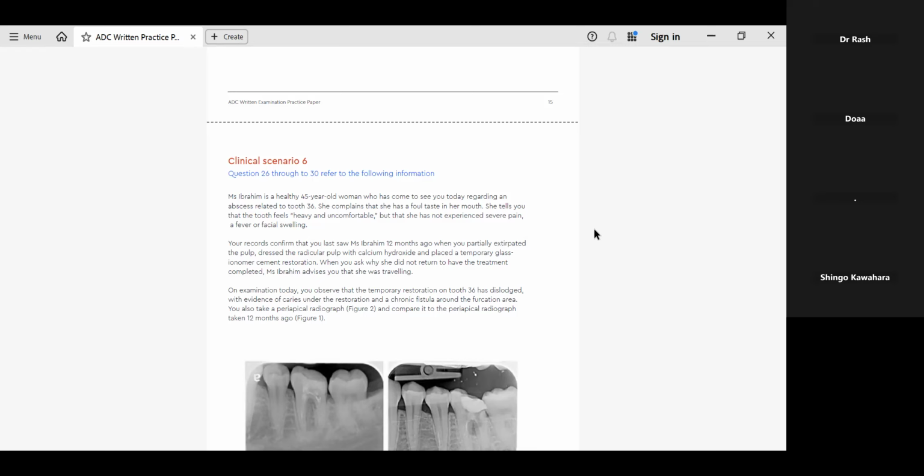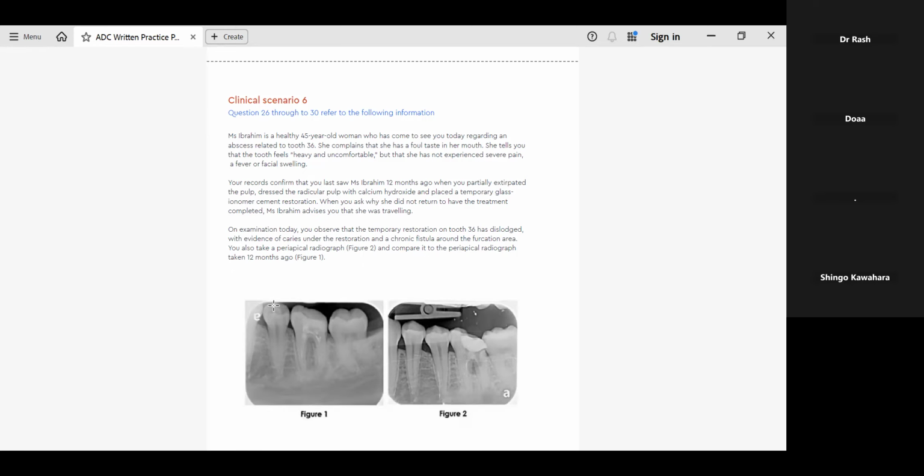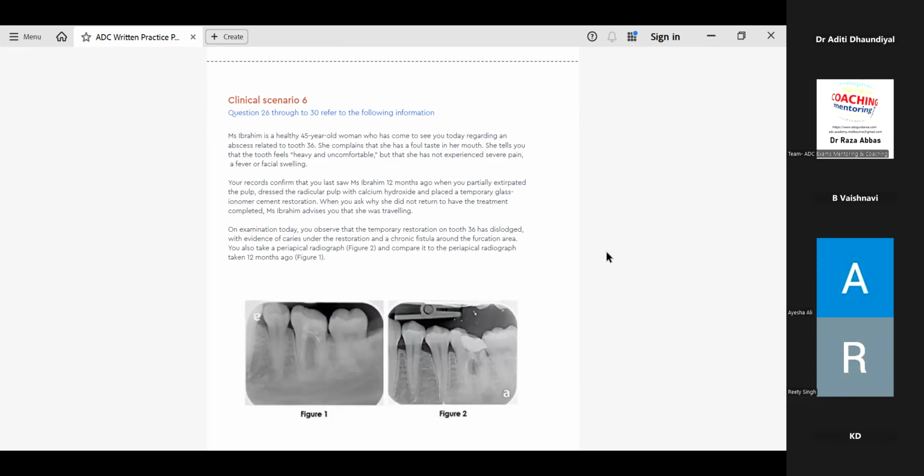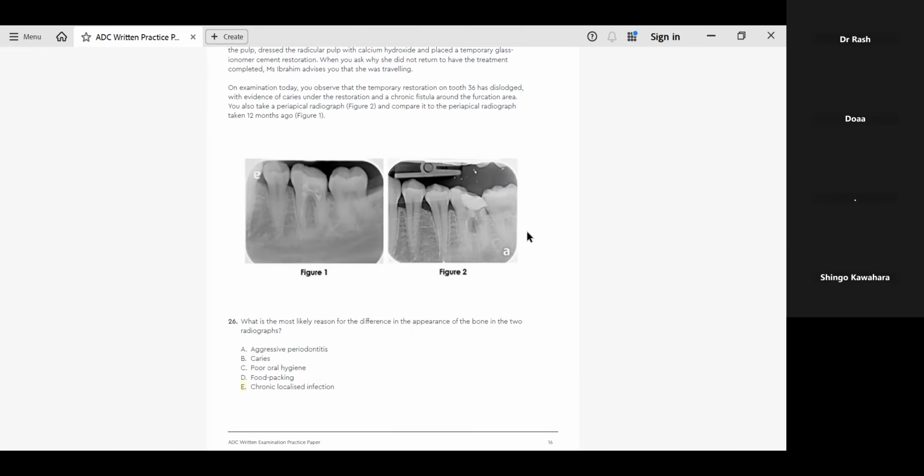Temporary restoration on your observation has been dislodged. Evidence of caries under the restoration and chronic fistula around the furcation area. You also take a periapical radiograph and compare it to the periapical radiograph taken 12 months ago, figure 1. So, 12 months ago X-ray, today's X-ray. What is the most likely reason for the difference in the appearance of the bone in the two radiographs?